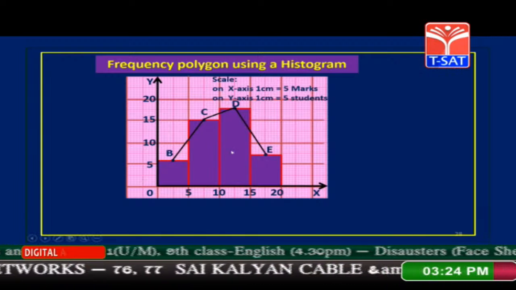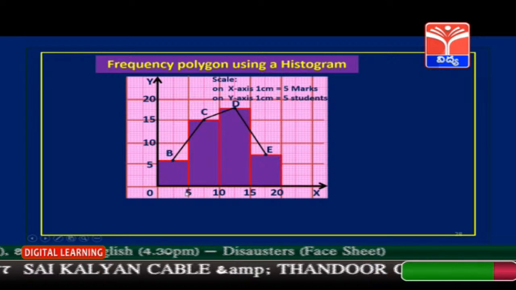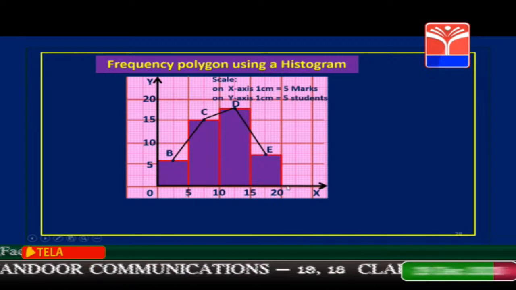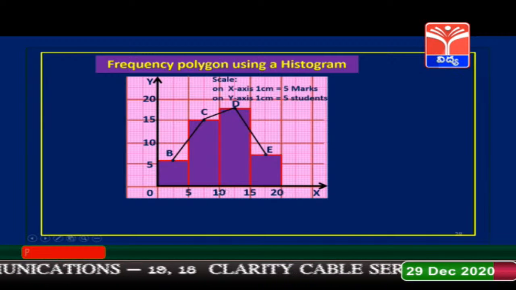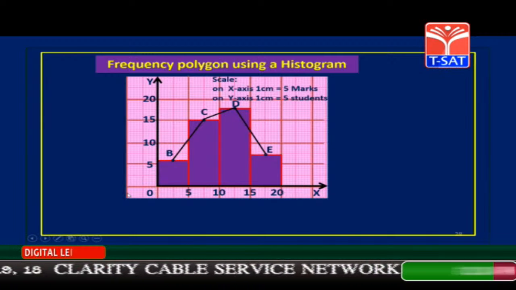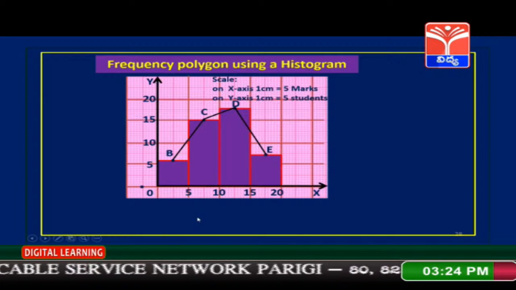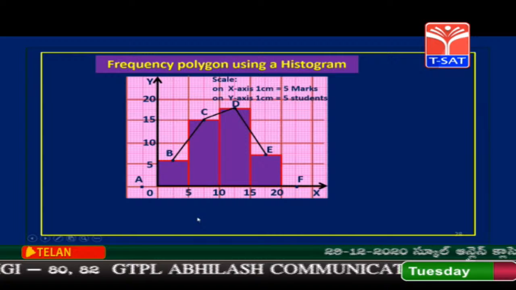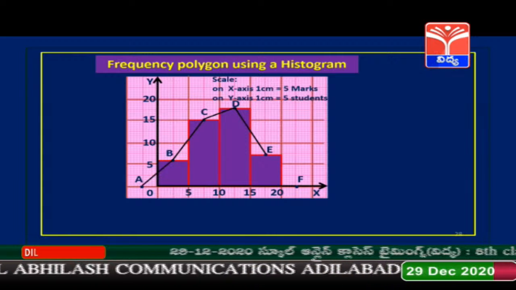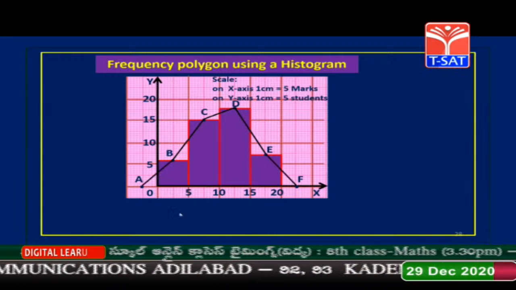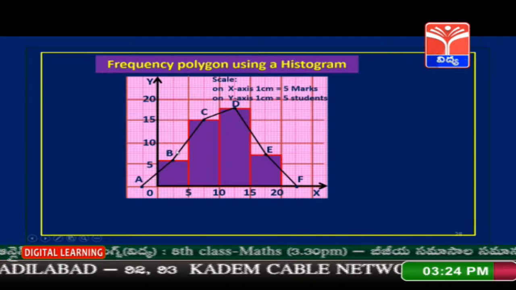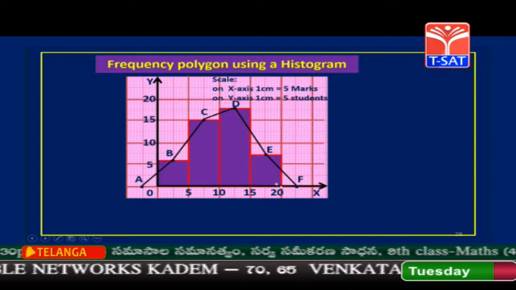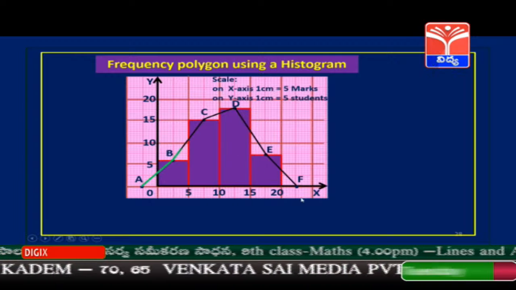Now what you have to do after this? 0 to 5 is the first class, 15 to 20 is the last class. You have to take the midpoint of the next class and the midpoint of the previous class. So I am taking the midpoint of the previous class as A, and the midpoint of the next class as F. Now what I am doing here, children? I am joining BA, I am joining EF. Now I can say that A, B, C, D, E, F is a frequency polygon.